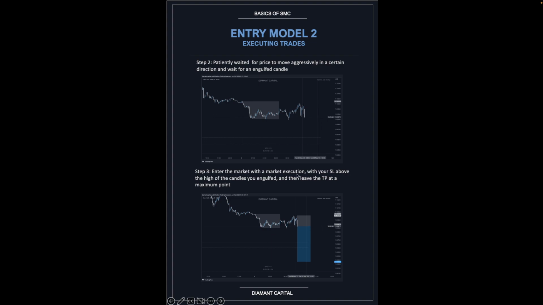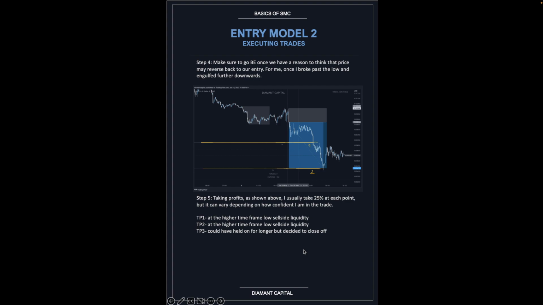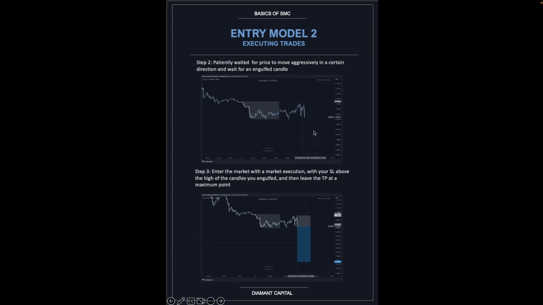Enter the market with a market execution, stop loss above the highs that we engulfed, and then take profit at a maximum point. In this scenario, we looked at a high time frame imbalance, and that is where price moves towards. Just to quickly explain, make sure you always go to break even. So let's go back to this step right here before we get to the final step.